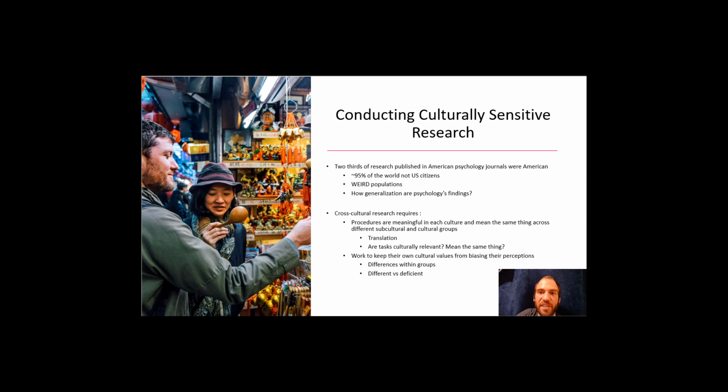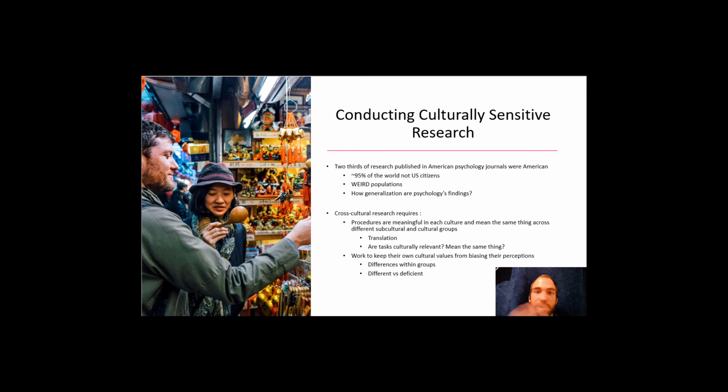Okay, so conducting culturally sensitive research. Two thirds of research published in American psychology journals were American. 90% of the world is not US citizens. We talked about this during the syllabus review, WEIRD populations, that is white, educated, industrial, democratic, and rich. So how generalizable are these findings?